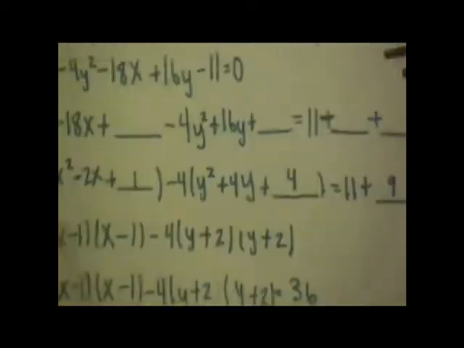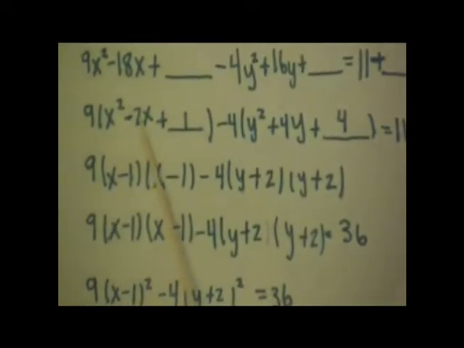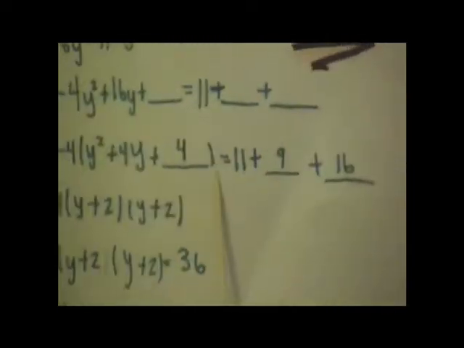Once this is complete, you will have 9 times the quantity x squared minus 2x plus 1, minus 4 times the quantity y squared plus 4y plus 4. Then 1 times the 9 gives you the 9. The 4 times the 4 gives you the 16. So the total is 11 plus 9 plus 16.